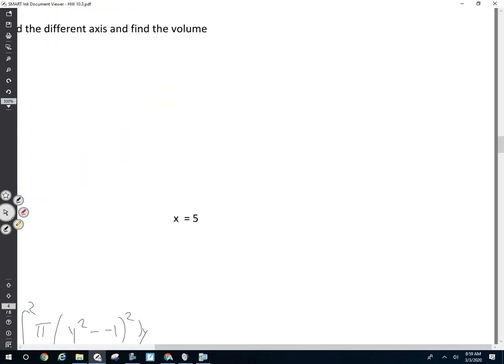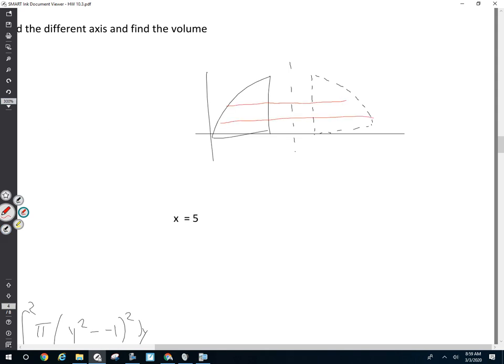X equals 5. Let's draw it up here. Here's my region, spun to the right. Here's my axes. This might help us. Okay. Here are my red cylinders. Here are my blue cylinders.